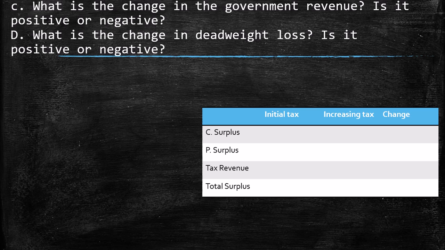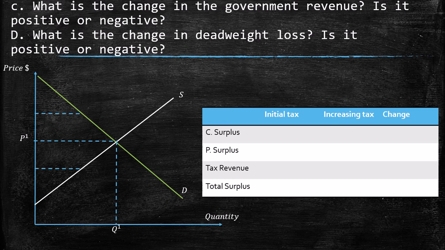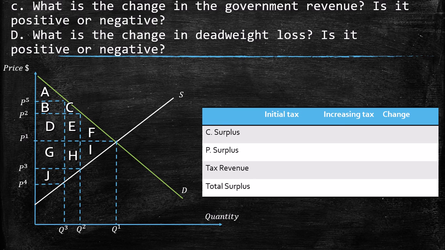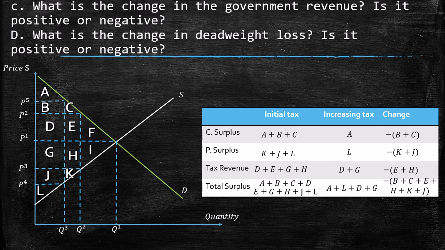What is the change in the government revenue? Is it positive or negative? What is the change in deadweight loss? Is it positive or negative? So here we have again the case, and we are going to be kind of fast here. The first question says the government revenue. So is it going to be positive or negative?